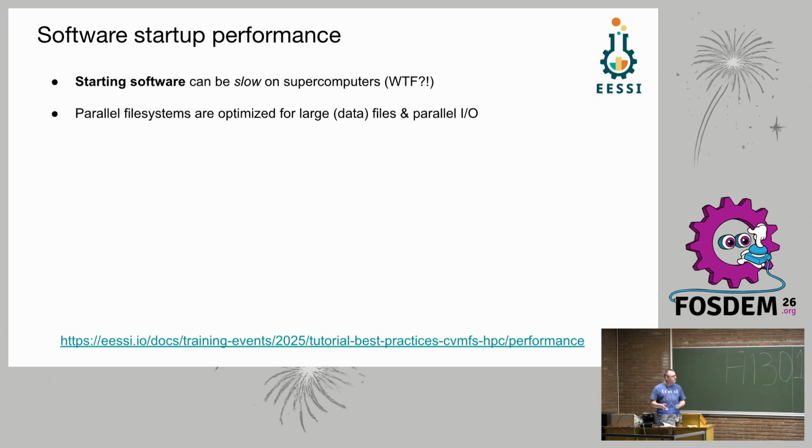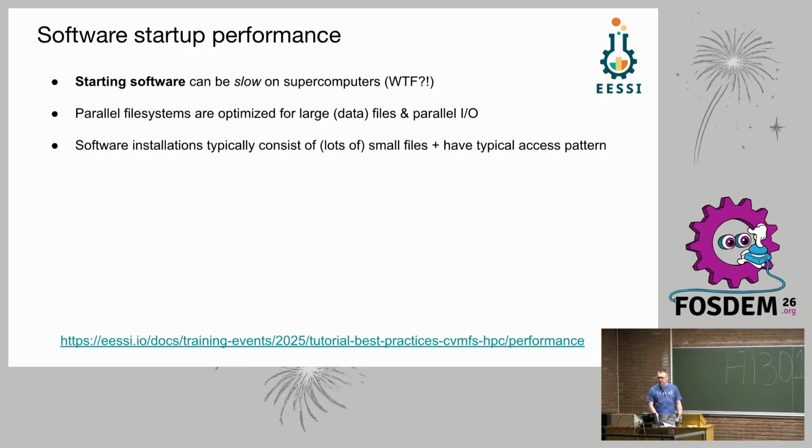So starting software on supercomputers can be slow. Like, what the hell? It's a supercomputer. Why would it be slow? Well, it's because very often you only have a parallel file system on the supercomputer to do really big things, huge data files, and 100 computers working together on single files and writing things, parallel I/O. Really nice, really bad for software. You don't want to install your software on a parallel file system.